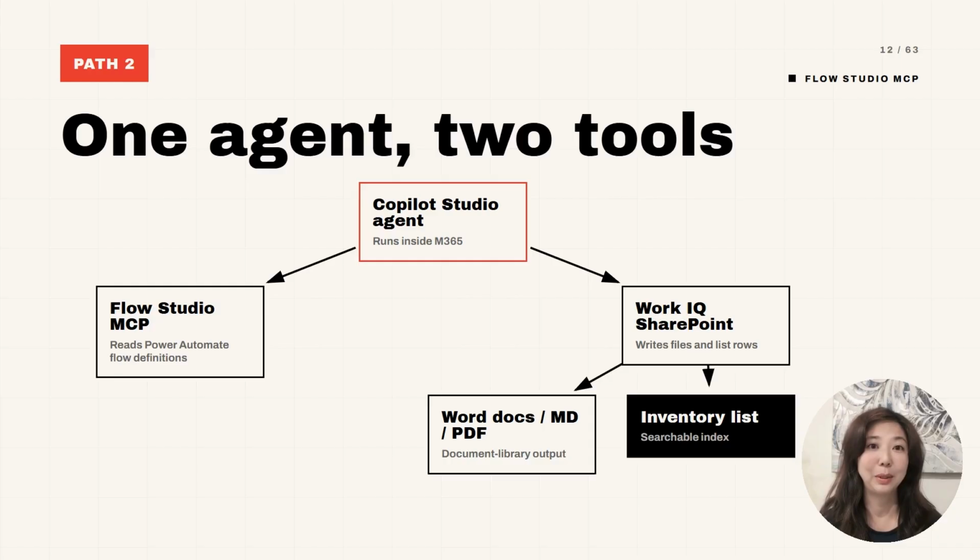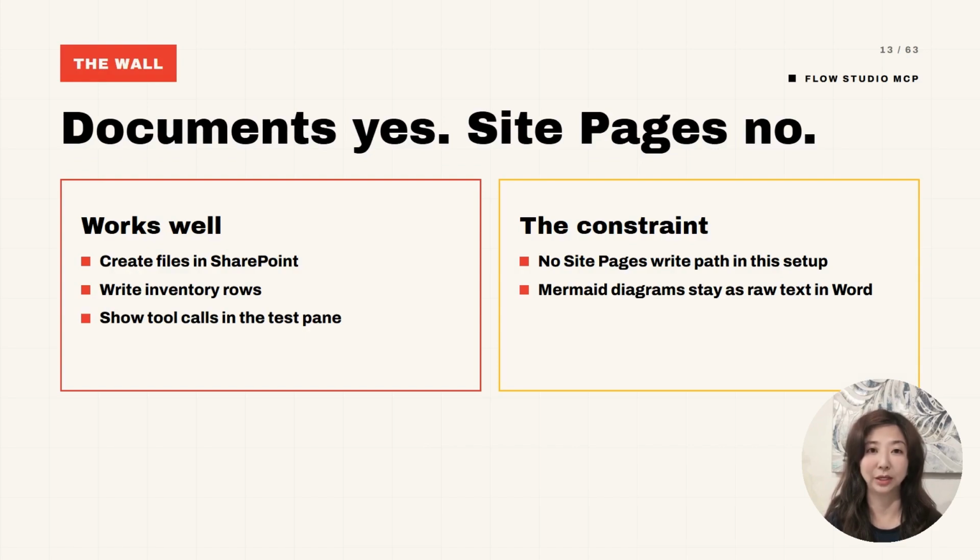Pass 2 is completely under Microsoft 365. You need one Copilot Studio agent with 2 tools added to the agent. The spec is the same. The output can be Word documents or MD files or PDFs in a SharePoint document library. It cannot produce site pages.